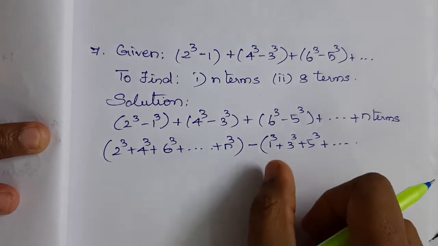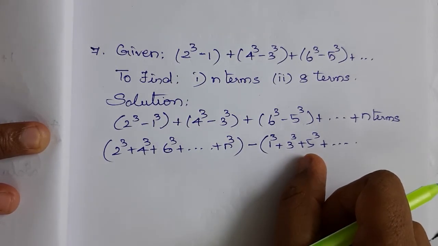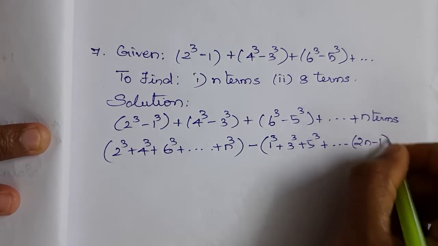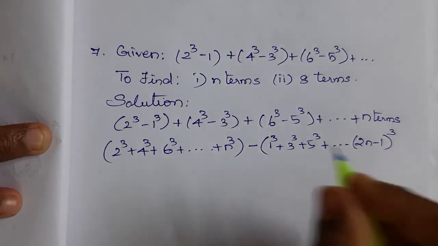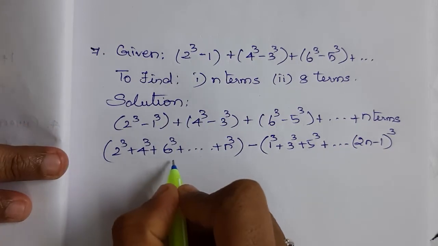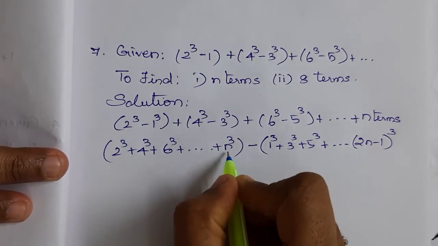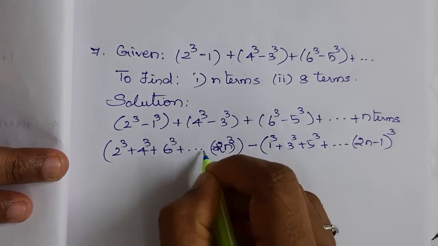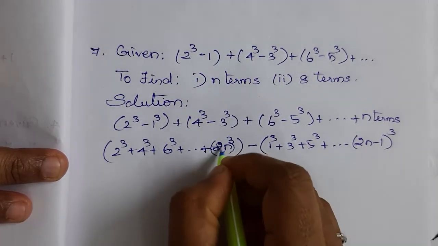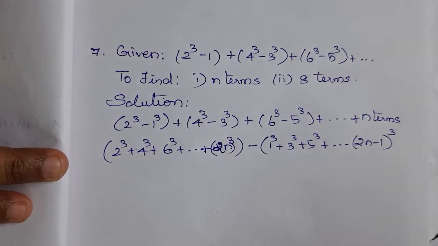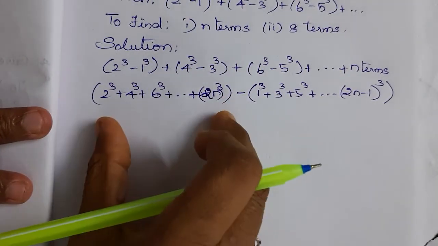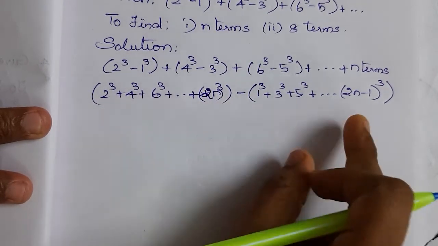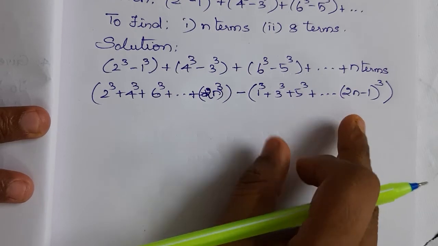Up to where you could see all these are odd numbers. So the last term will be in the form of 2n minus 1 the whole cube. Here all these numbers are even numbers. So your last number will be in the form of 2n the whole cube. Now let's start. So you could see that the last number is 2n cube and here it is 2n minus 1 the whole cube.